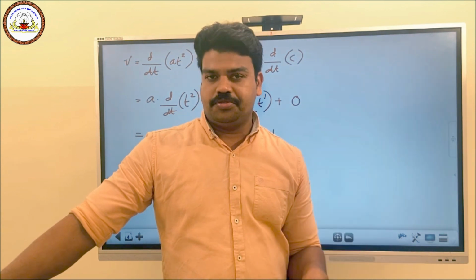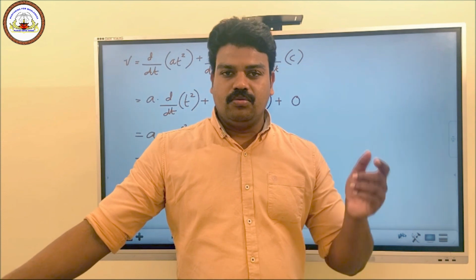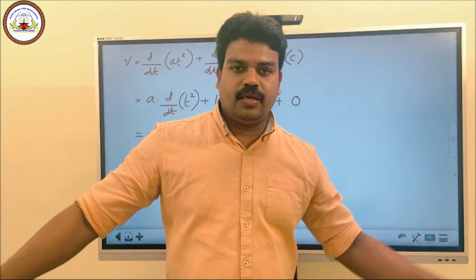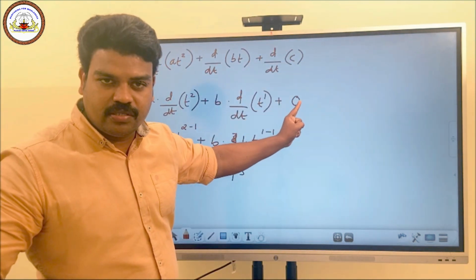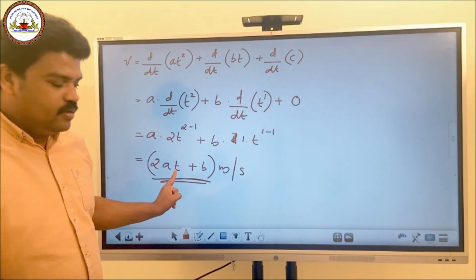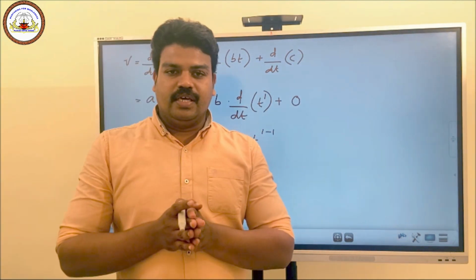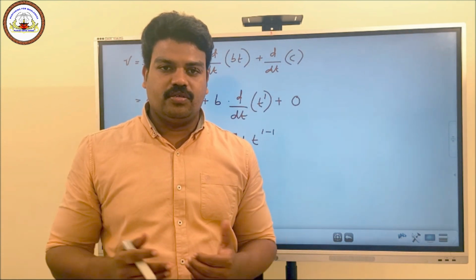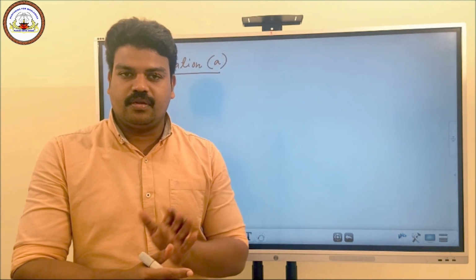Then we can use the rules. Which rule? d by dt of k t raised to n is equal to k into n t raised to n minus 1. Then we can write that equation like this. d by dt of a constant is equal to 0, and finally we get the answer 2at plus b meter per second. This is the instantaneous velocity, or the method to calculate the instantaneous velocity of an object. Our next point is acceleration.